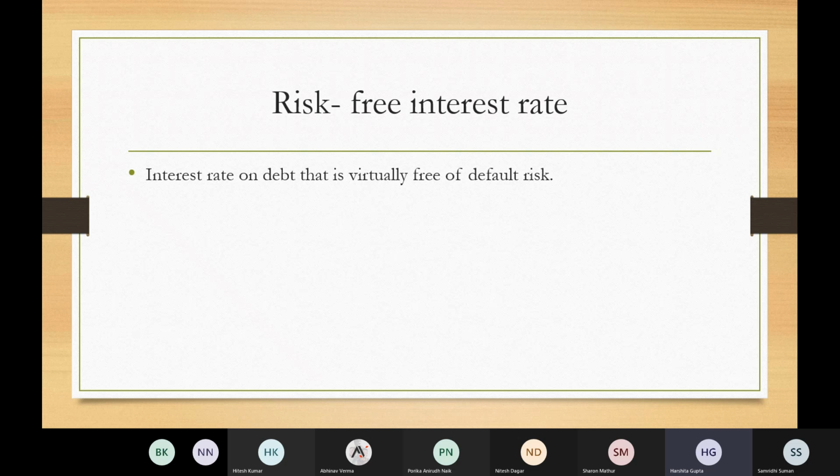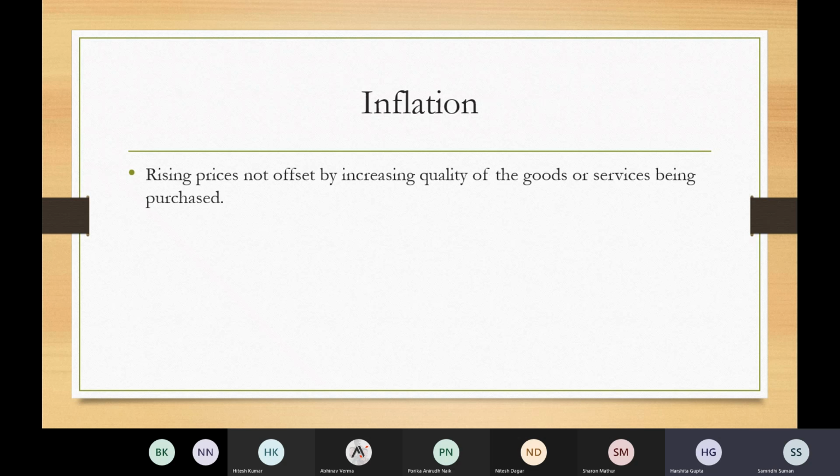Risk-free interest rate, basically it's that interest rate which we are assured of, that this much interest rate we will receive. Like in FD, in India, I think currently it's around 6%. So you know that 6% of the interest rate you will definitely receive. That money will not be sunk basically. So interest rate on that is virtually free of any default risk. That is your risk-free interest rate. Example is your FD, like I just said.